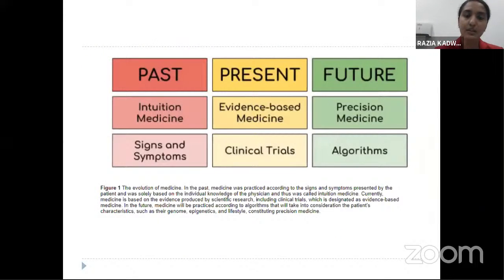Previously, we were taught to treat patients based on signs and symptoms. Now we are treating patients based on evidence-based medicine, and the future of pediatric epilepsy management would be based on the genetic diagnosis and precision medicine.